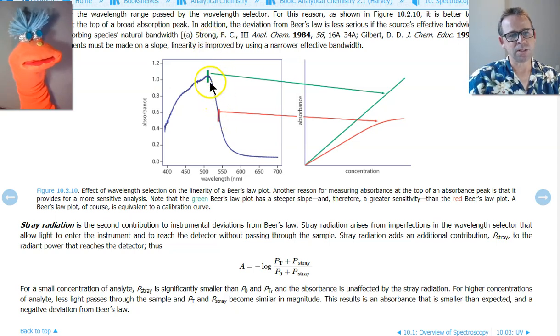Okay, so this again is an example of why we want to do what? To measure at the lambda max. That's right, be at the peak. If we're off the peak a little bit, things are okay. We can even be way off and still have a very large linear region, but it's better to be at the peak.